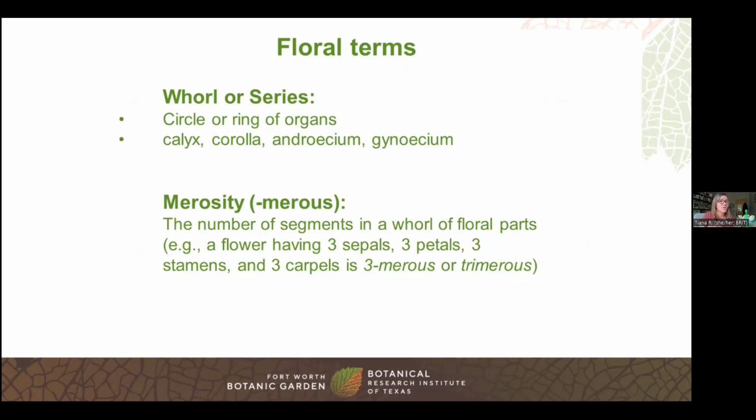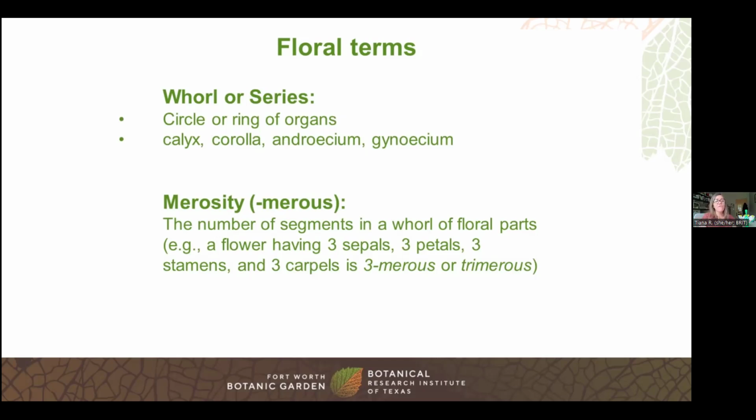So there are two terms you'll hear me say quite a bit, or we should know because they're descriptive. One is whorl, or sometimes series, maybe less commonly, it just depends. And this is a circle or ring of organs. And you'll see how that plays in later.